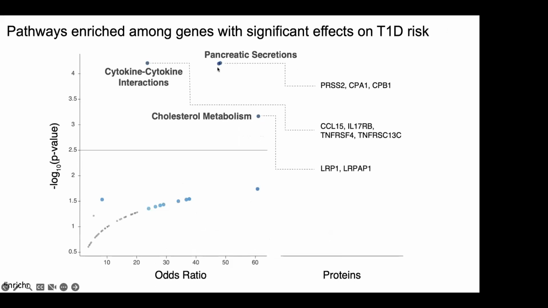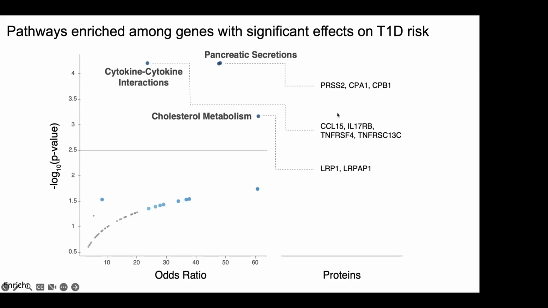And this is just to reiterate that if we take those 16 proteins and ask which pathways they map into, they map into 3 main pathways. The primary one is pancreatic secretions or digestive enzymes, which is trypsin, and then CPA1 and CPB1. We also find enrichment for cytokine interactions. So these molecules are all involved in cytokine interactions somehow. And then also proteins involved in cholesterol metabolism.